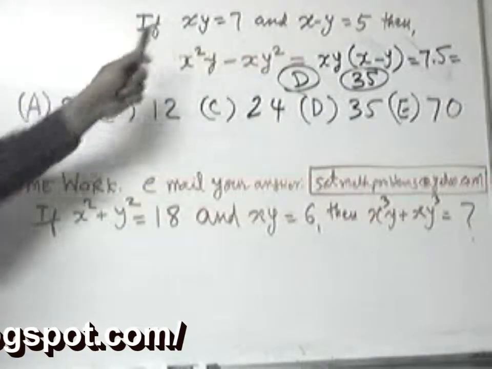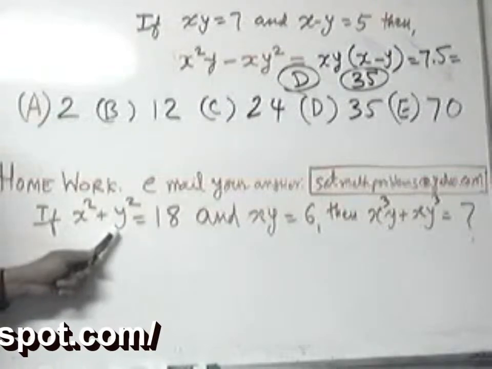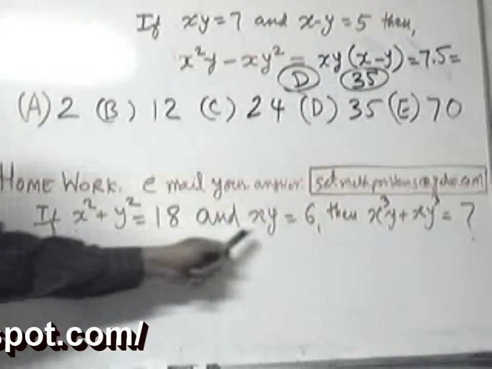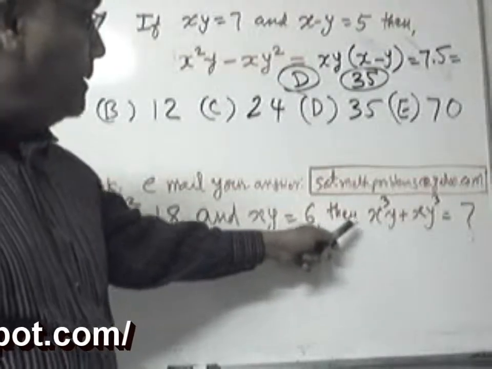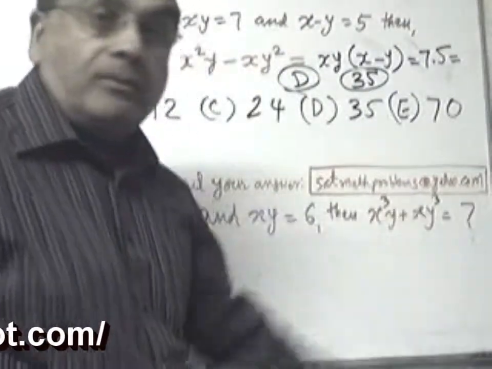Think the SAT way. Homework. If x squared plus y squared is equal to 18 and xy is equal to 6, then x cubed y plus xy cubed is how much?